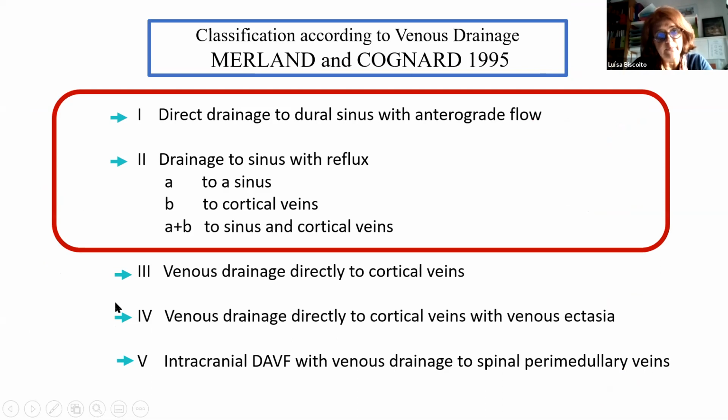If we adapt the Merland-Cognard classification, the cavernous sinus fistulas are only type 1 and type 2. They cannot be type 3, 4, or 5 because they drain first to a dural sinus. So we exclude these three because these are those that drain to cortical veins. So these are type 1, draining to the cavernous sinus in this case, and then to IPS, and or draining with reflux to the other cavernous sinus or to cortical veins, or to both.